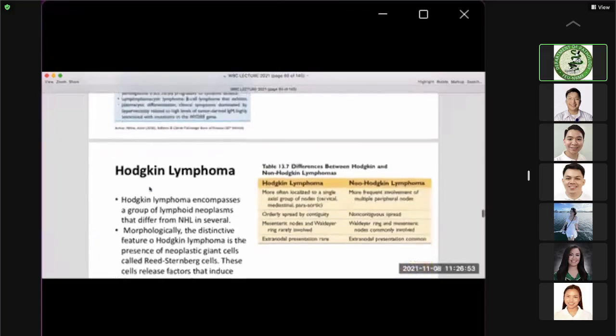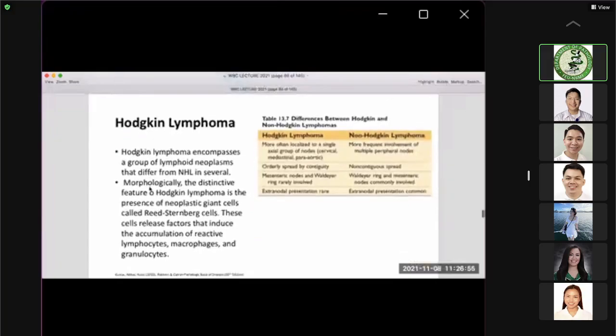Okay. Now we go to Hodgkin's lymphoma. Okay. So Hodgkin's lymphoma encompasses a group of lymphoid neoplasm that differ from non-Hodgkin's lymphoma. So this is a table that differentiates Hodgkin's from non-Hodgkin's. Okay. Morphologically, yung distinct feature is the presence of Reed-Sternberg or RS cells.